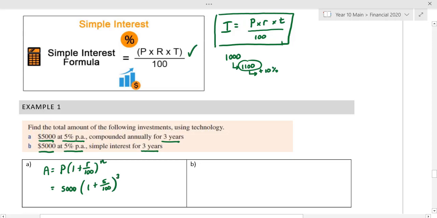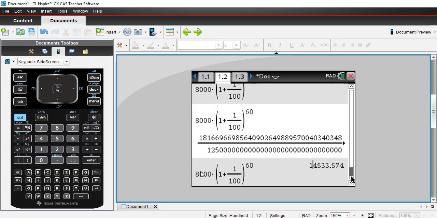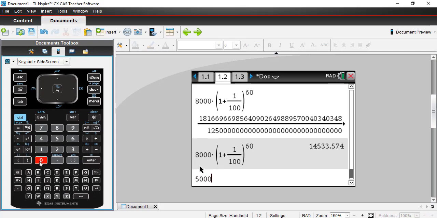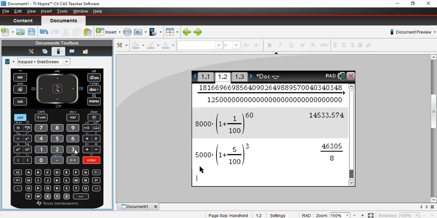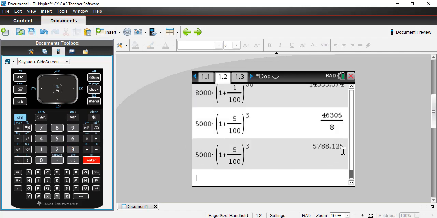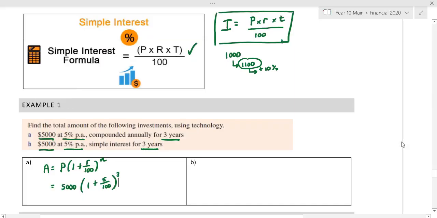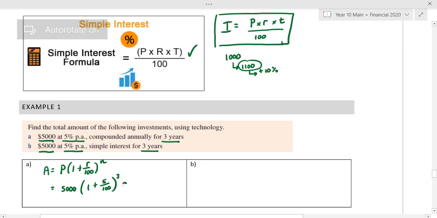If I do that in a calculator, I'll have to work that out. So we're looking at 5,000 times 1 plus 5%, or 5 over 100, to the power of 3. We want it as a decimal, so I'm looking at $5,788.13. That's compound for 3 years, and it's once a year.